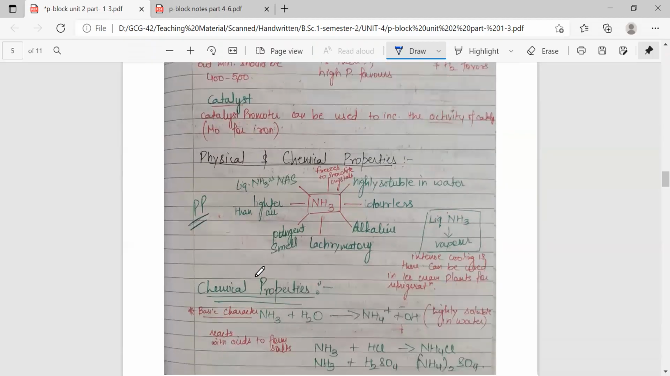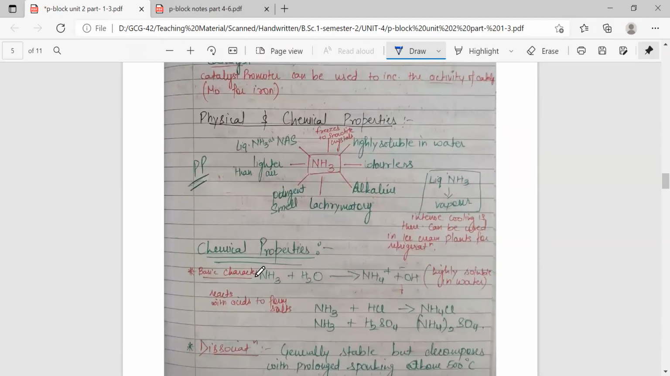Now coming to the physical and chemical properties, ammonia is used as a non-aqueous solvent. It is one of the most important non-aqueous solvents other than water. Water is an aqueous solvent, a universal solvent, so solvents other than water are called non-aqueous solvents. Ammonia is one of the most important, because a large number of industrially and commercially important reactions are carried out in liquid ammonia as solvent, which otherwise are not feasible in the presence of water.